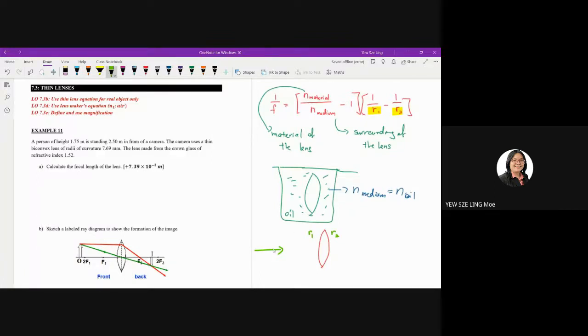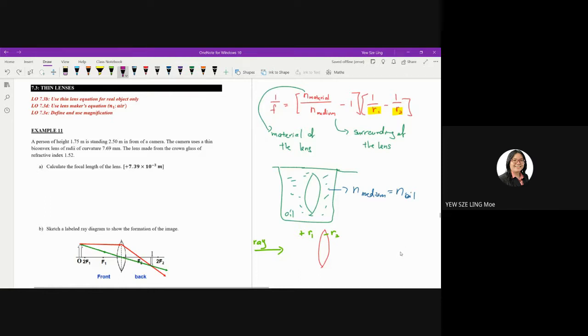For instance, if you assume the incident light ray is coming from the left-hand side, then R1 would be a convex surface because it's the outer surface of the circle. So it's positive. And for R2, if you draw a circle, then you're going to get a negative value. It is the inner surface of a circle. Okay, so what does it mean by inner surface? If you complete the circle, then the light ray will hit the inner surface of the circle. So positive R1, negative R2, if you assume the light ray is coming from the left-hand side.